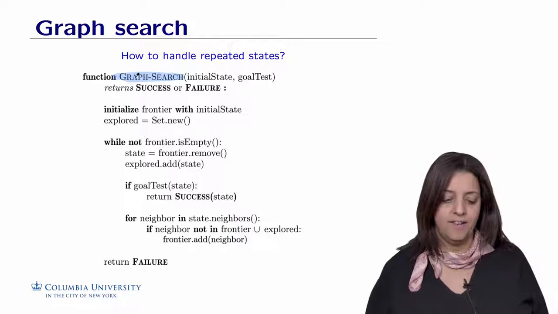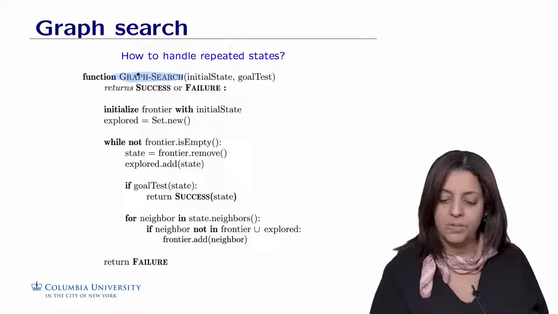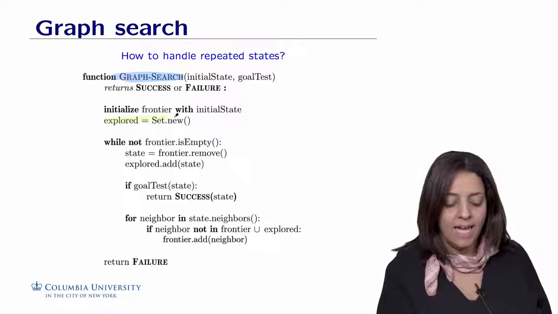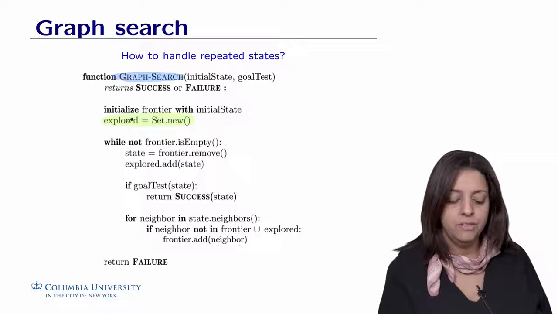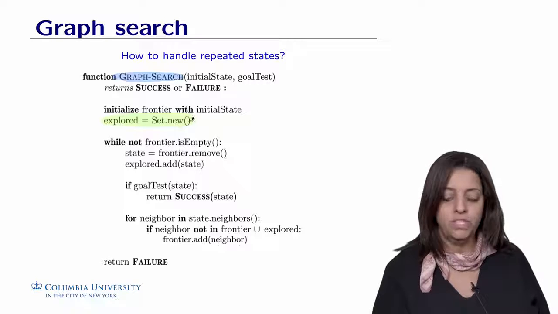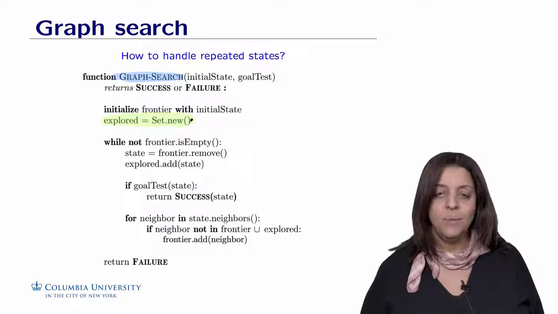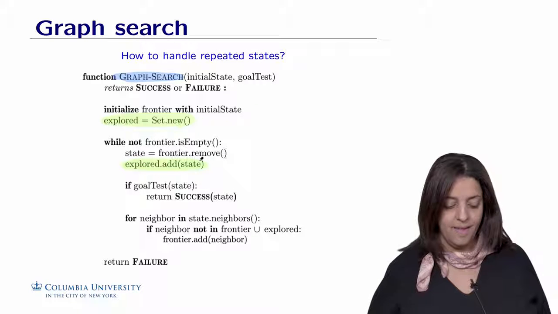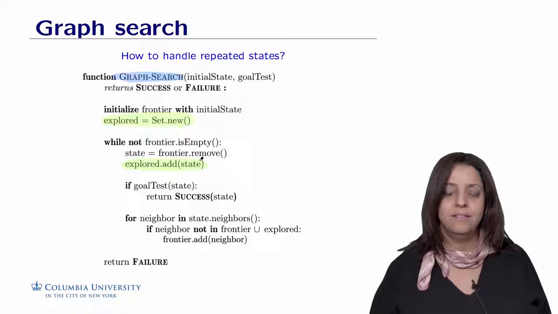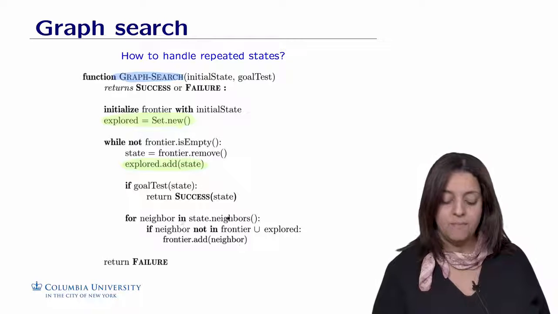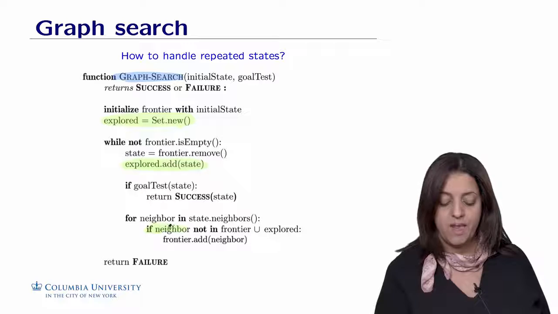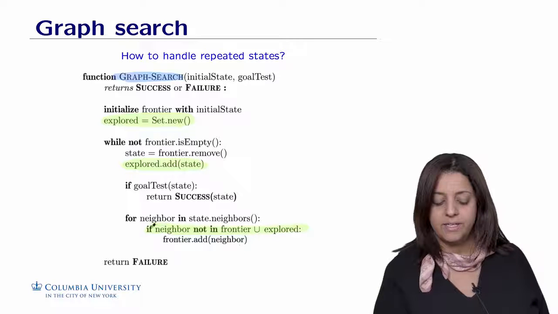Always returns success and failure. However, the main change that we can observe in this algorithm is adding a new set called explored, which we initially set to an empty set. Then whenever we remove an element from the frontier, we add it to the set of explored states. And also, when we pick the neighbors from state.neighbors, we check whether they have been explored before, whether they are already in the frontier or explored.